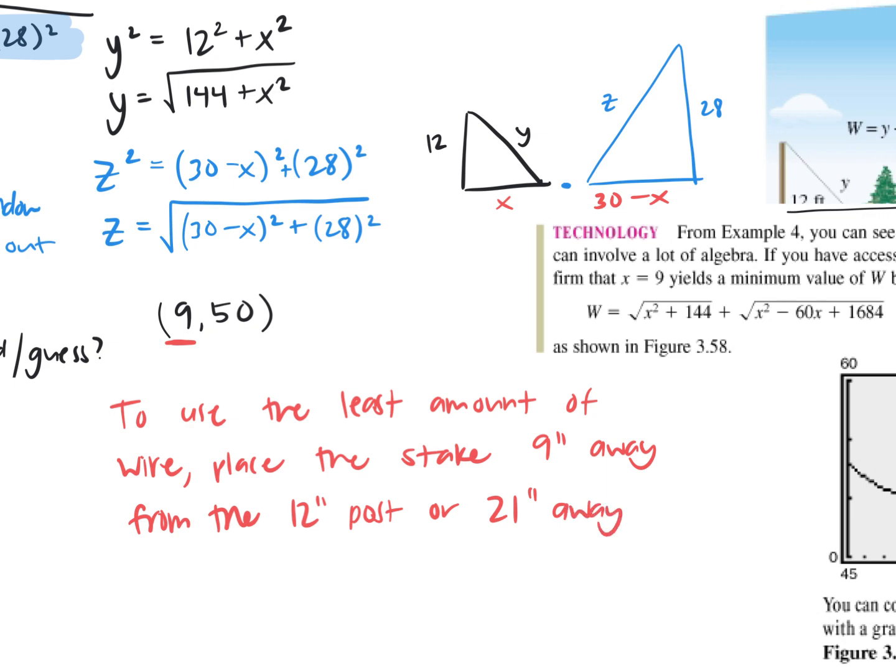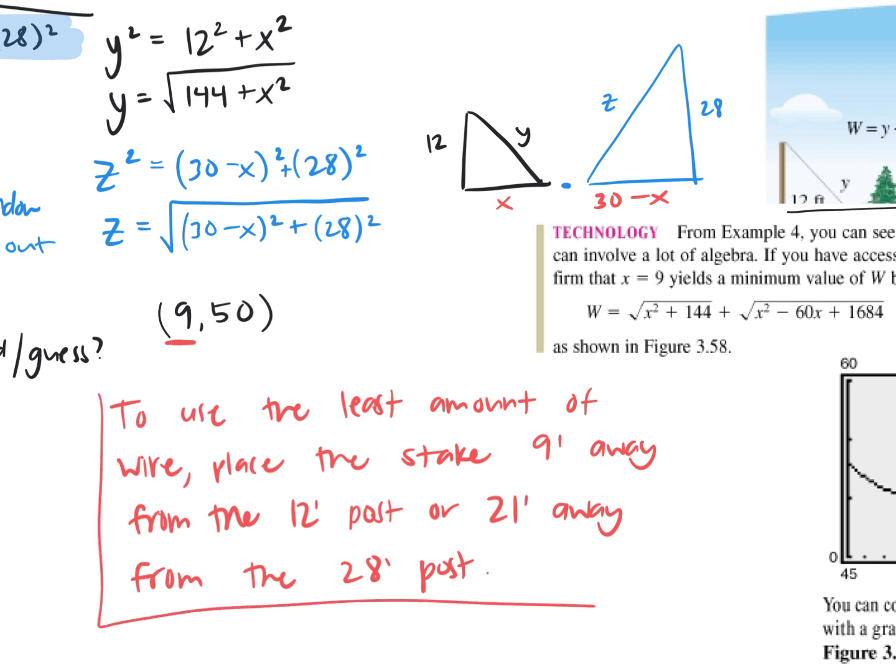Oh wait, this should just have one tick mark, shouldn't it? For feet. My bad. 21 feet away from the 28-foot post. Okay, one of those two things is sufficient, but make sure you answer what the question was asking. Yeah, this should probably be feet there. There we go.